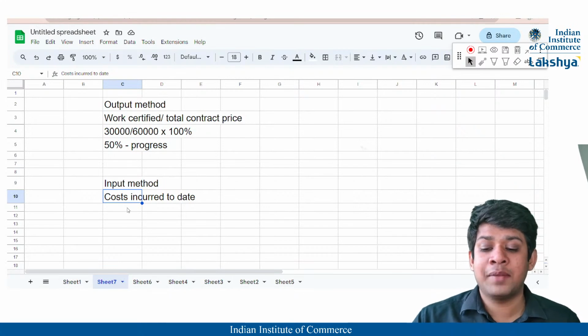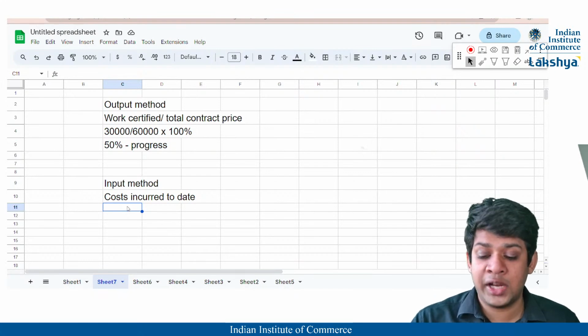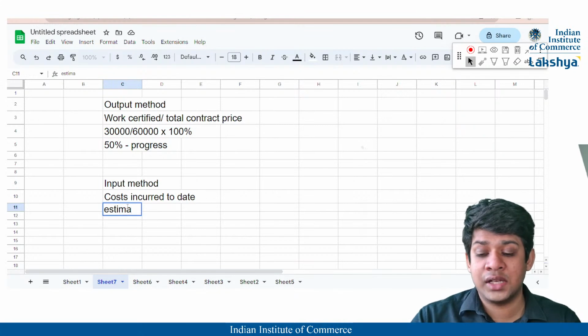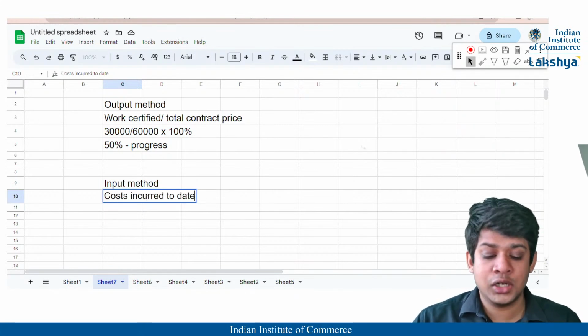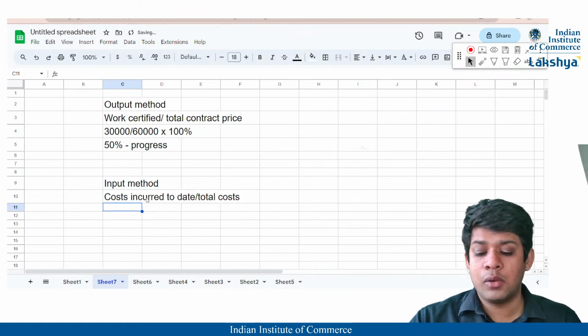So for that, obviously, I might have incurred certain costs, like for constructing a building, I might need labor, I might need professionals, I might need material within my company, right? So those are costs incurred to date. Then estimated cost to complete is also necessary. But technically, I'll just show you the formula. It is nothing but cost incurred to date divided by total cost. Now, what is total cost?